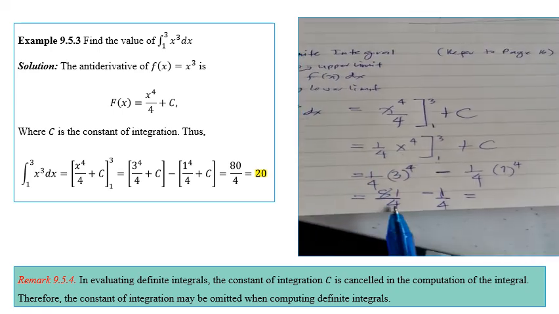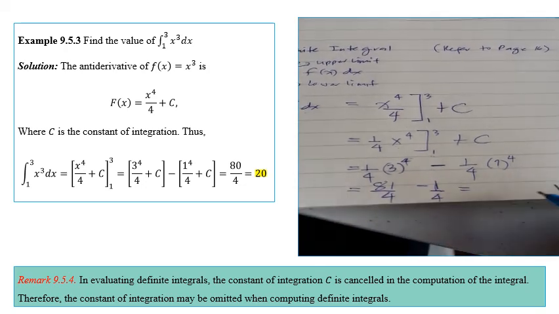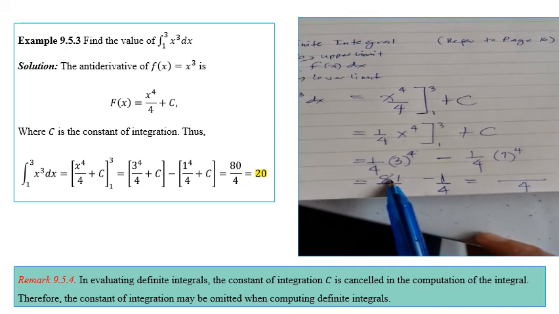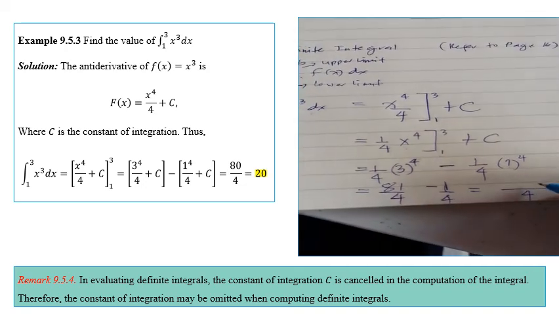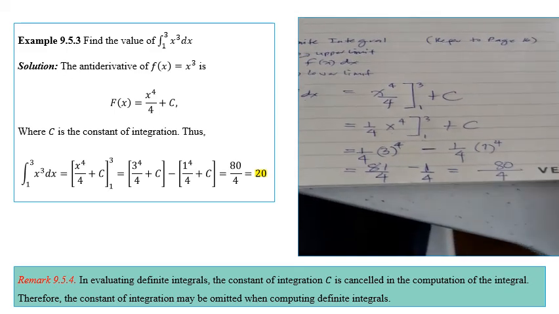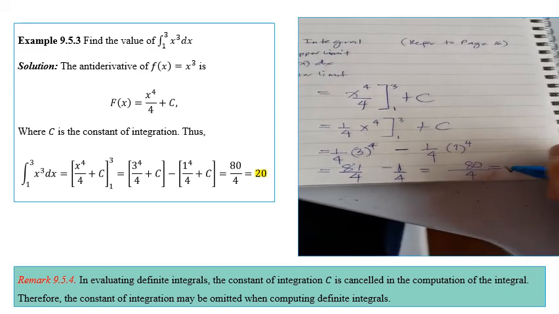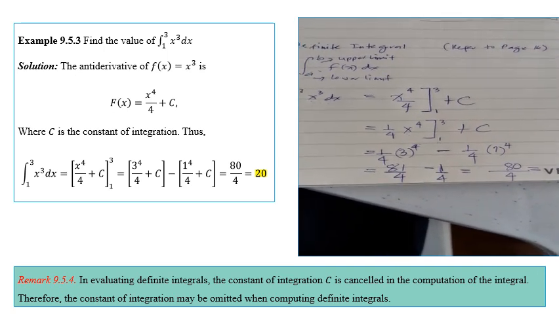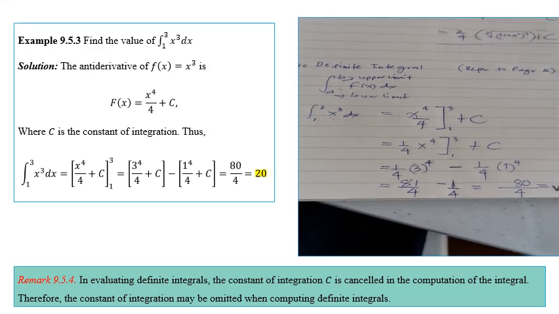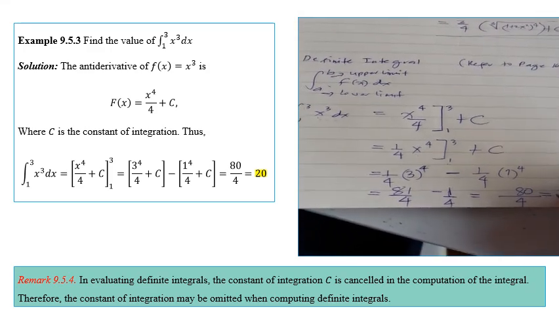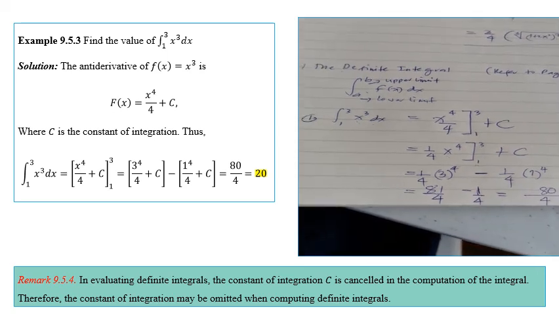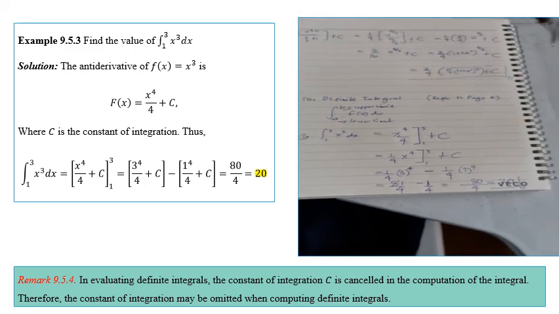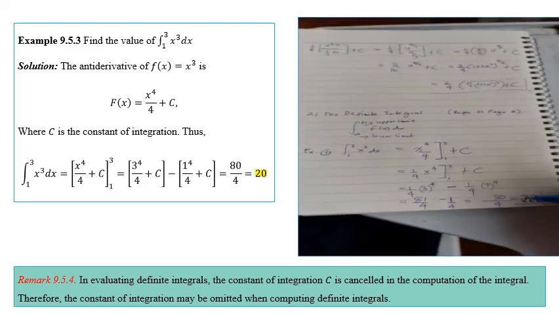This is equal to, so since parehas sila ng denominator, so okay lang yan. So just copy the denominator and then simply subtract the numerator. So 81 minus 1, that is equal to 80. Okay, so 80 divided by 4, pwede pa yung masimplify. So the lowest term is, what will be the lowest term? 20. Okay, so this is equal to 20. So therefore, the integral of x cubed dx evaluated from 1 to 3 is equal to 20.